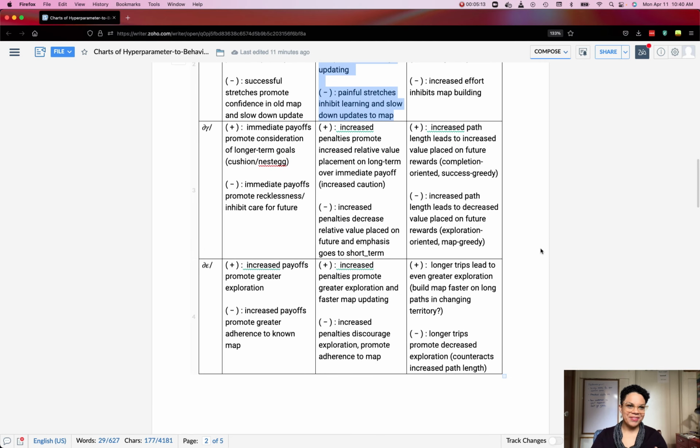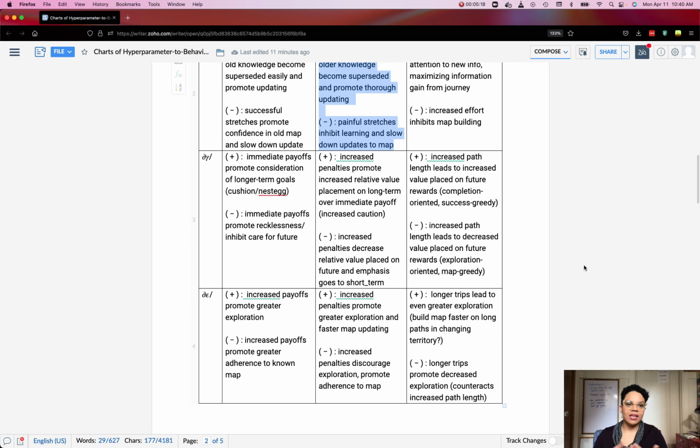Lastly, if epsilon goes up, if the exploration rate goes up as net rewards go up, then that suggests that increased net rewards promote greater exploration. Whereas if epsilon goes down, that may suggest that increased net rewards promote greater adherence to a known map. If epsilon goes up as penalties go up, that suggests that increased penalties promote greater exploration and faster map updating. Whereas if epsilon goes down, that suggests that increased penalties discourage the learner from trying new things at random and promote greater adherence to the known policy.